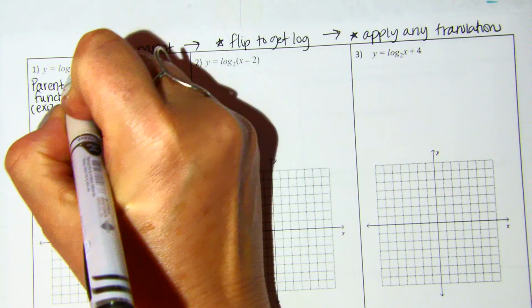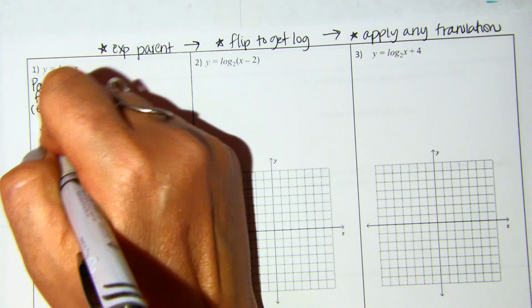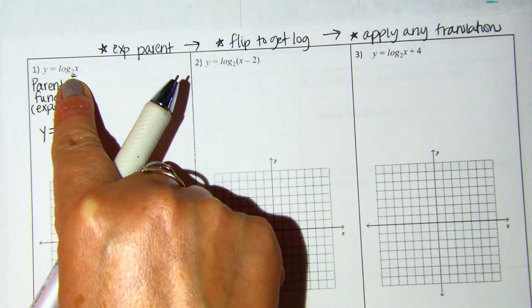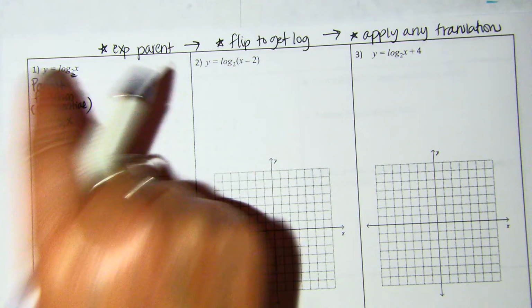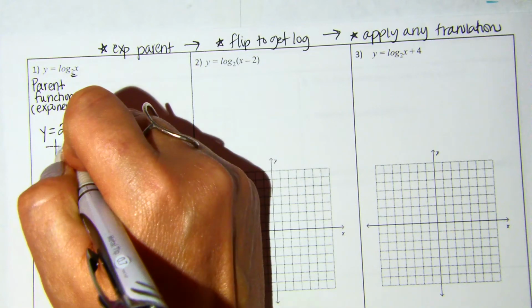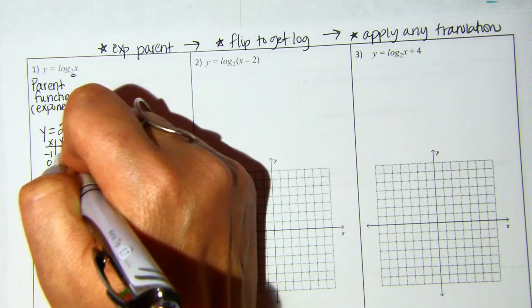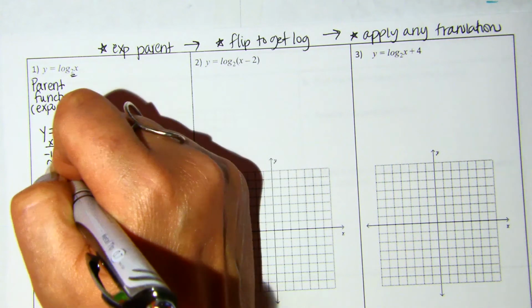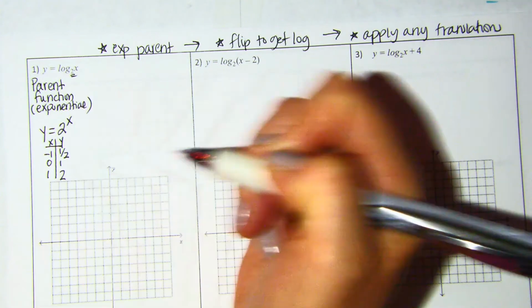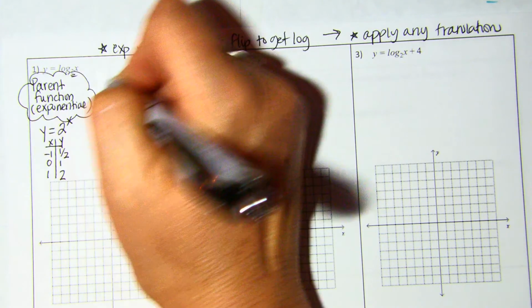Okay. So because this has a 2 here, I know my parent function is going to be y equals 2 to the x. If that was a 3, it'd be 3 to the x. If it was 5, it'd be 5 to the x. That's the basic idea. Don't overthink it. That's all you have to do for that. Okay. And then this is just like what we had a test on. So 2 to the negative 1 is a half, 2 to the 0 is 1, and 2 to the 1 is 2. Okay, so that's the parent function that's exponential.